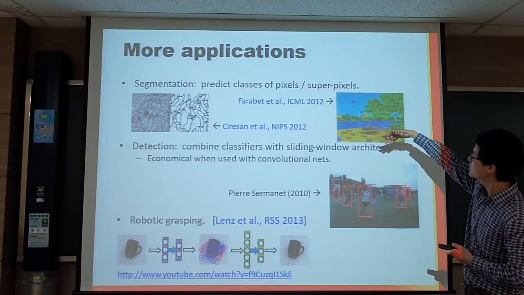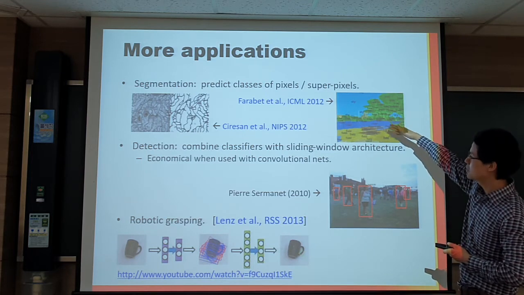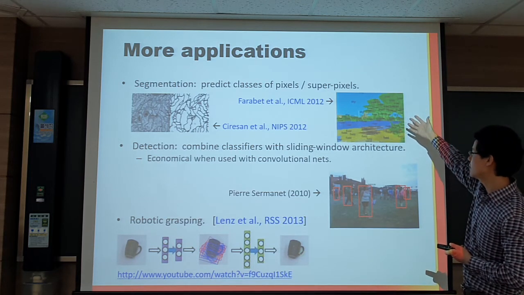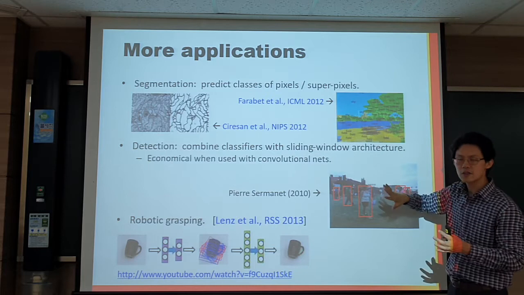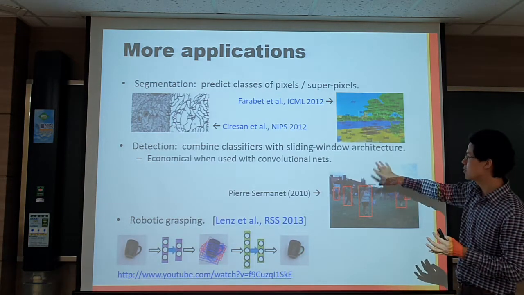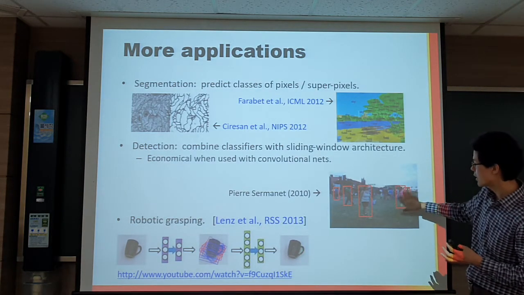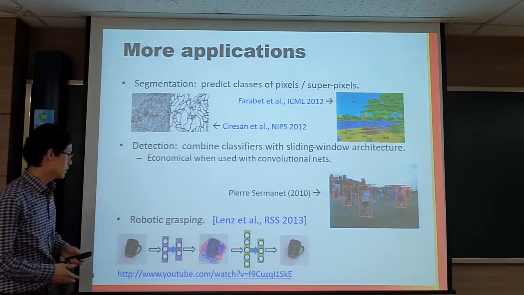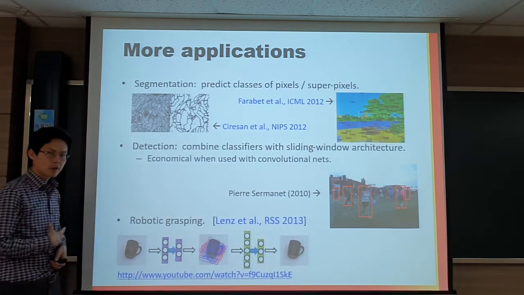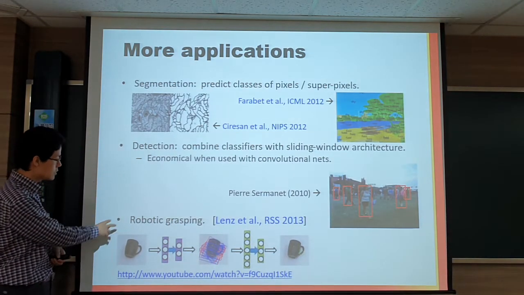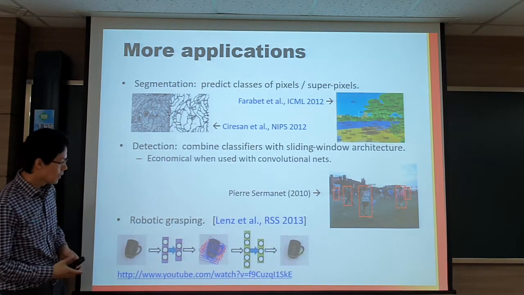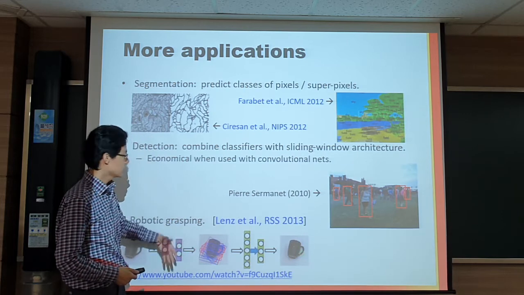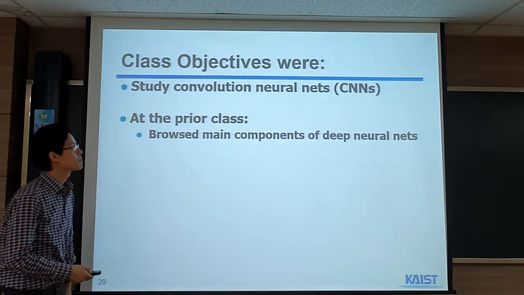So we can segment the image by pixel or by superpixels. Also, we can do detection: we can apply some detector across the different windows. Even further, we apply this approach for robotic grasping. Given this image, I want to know which regions I have to grasp, right? So they also apply some sort of CNN-based approach.